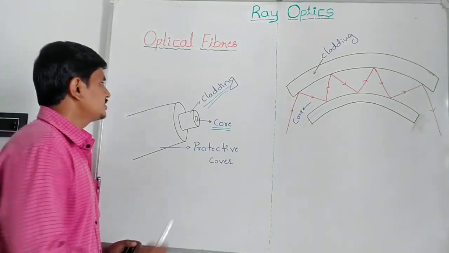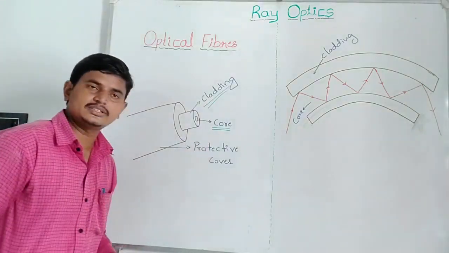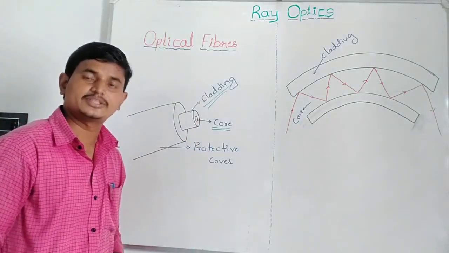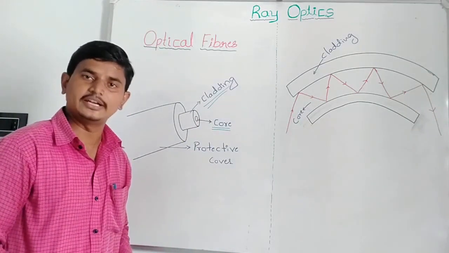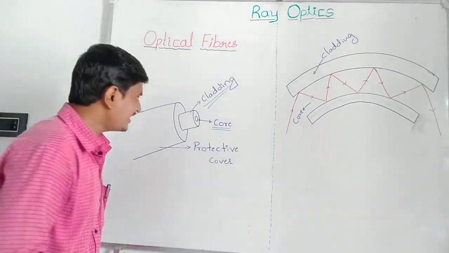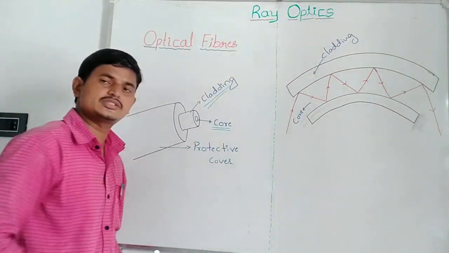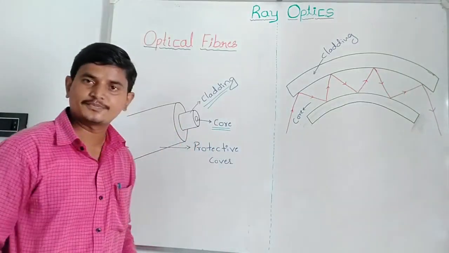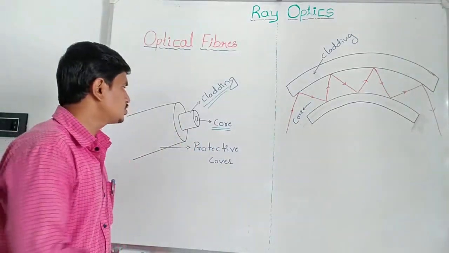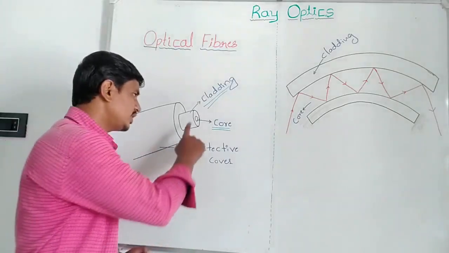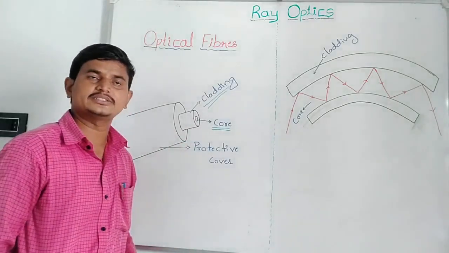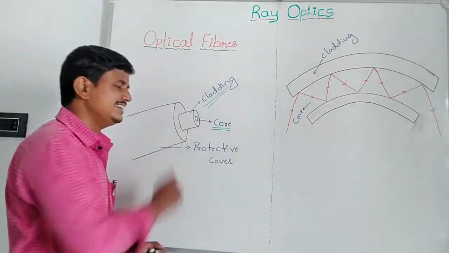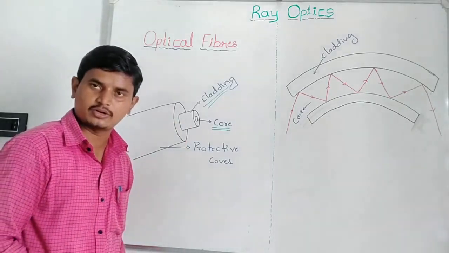The cladding and core are made up of plastic or glass with different refractive indices. The refractive index of the core is much greater than the refractive index of the cladding. The core has a diameter of 62.5 micron and the cladding is 125 micron.